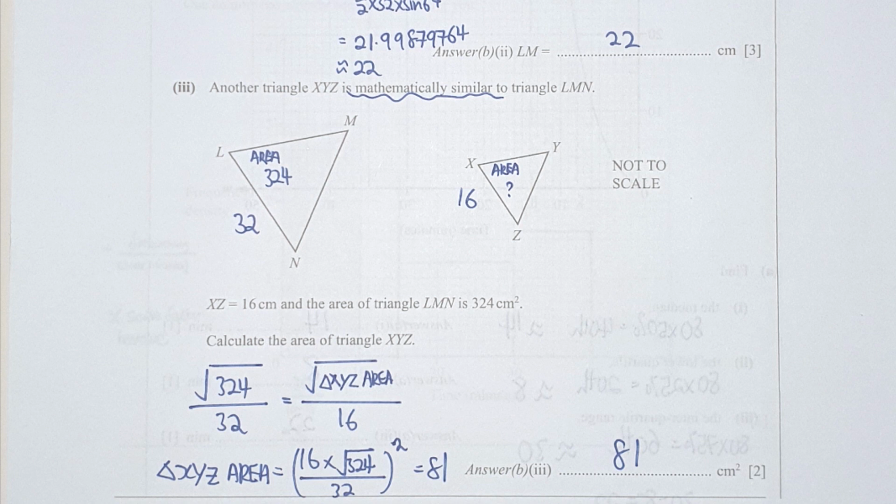So do remember for this question itself, I actually squared it because in the equation that I've written down, there's a square root of the area of XYZ. However, the square root is to be eliminated.